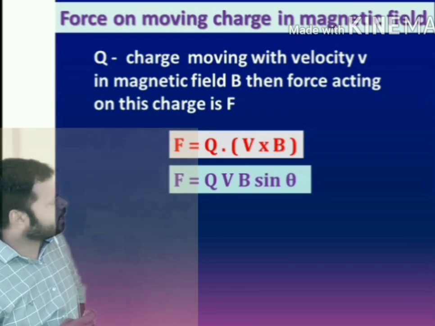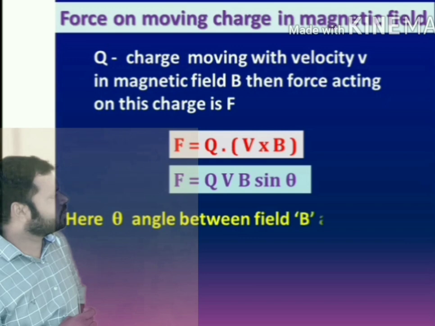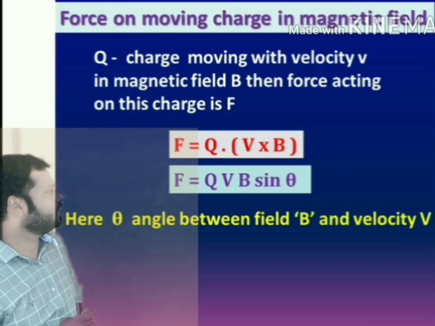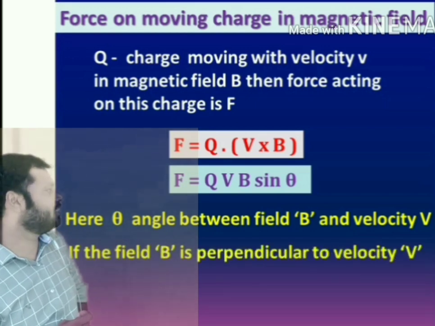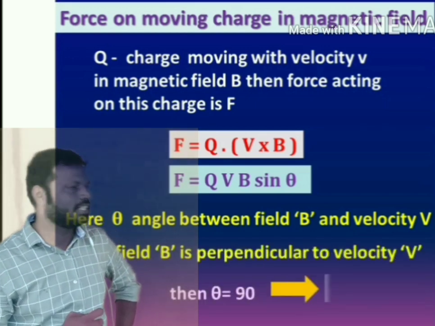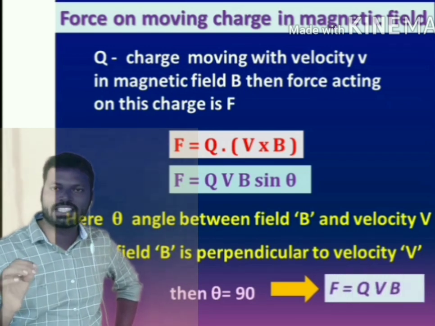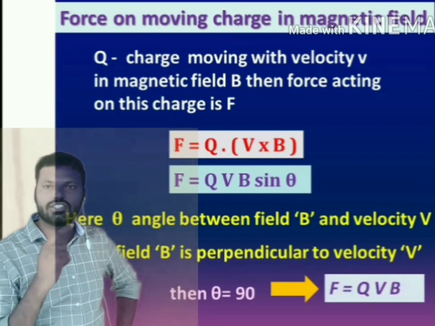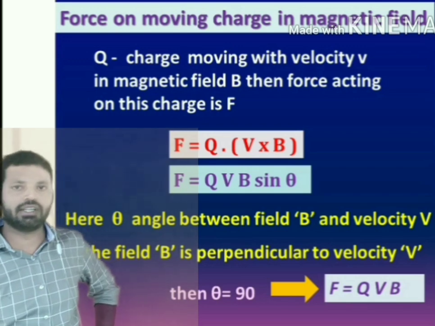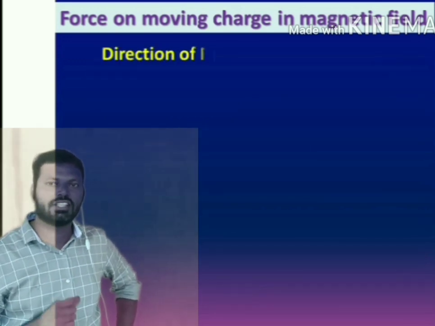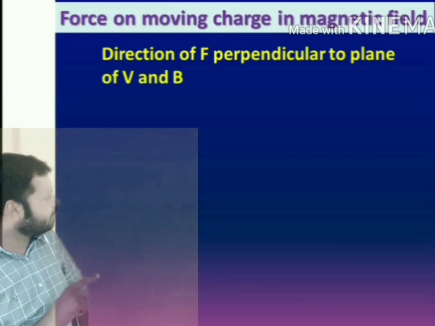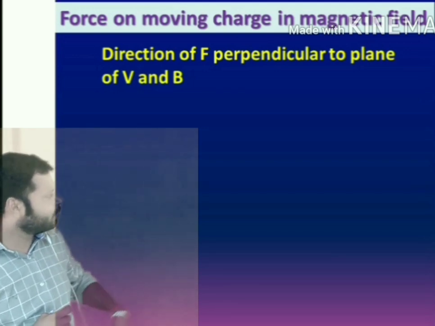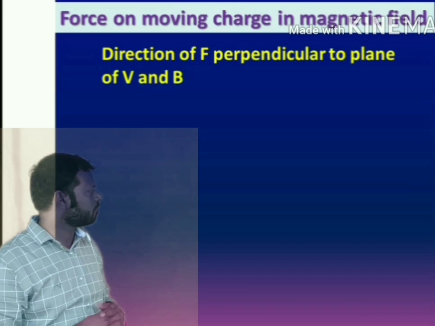Here theta is the angle between velocity of charged particle v and the direction of the magnetic field B. If charged particle is moving perpendicular to the magnetic field, then theta becomes 90, that implies F is equal to QVB, maximum force acting on the charged particle in the magnetic field. The direction of the force is perpendicular to the plane of V and B. It is perpendicular to both V and B.